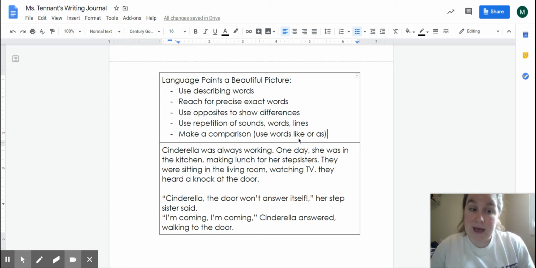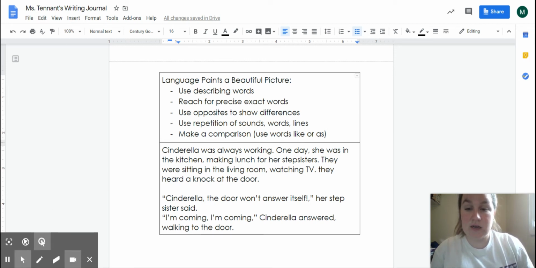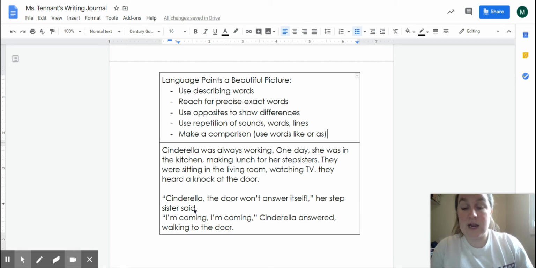Now, before we left, we talked about using specific words. Especially when there's dialogue, when people are talking, I shouldn't see the word said 5, 6, 7 times in a row. So if we're talking about her stepsisters and the door rings, and there's a knock at the door, her stepsister probably isn't saying super politely, "Cinderella, please answer the door." If it's her evil stepsister, maybe she's yelling or she's hollering or she's smirking. So I'm going to use the word said.